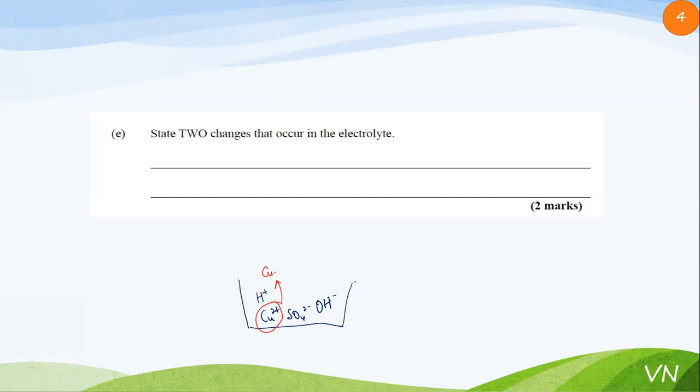Good, correct. We expect it to be less blue, or the blue color is going to fade. All right. So the first point you can make is that the blue color of the electrolyte fades. Right.